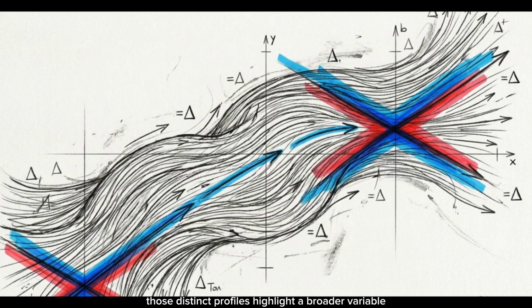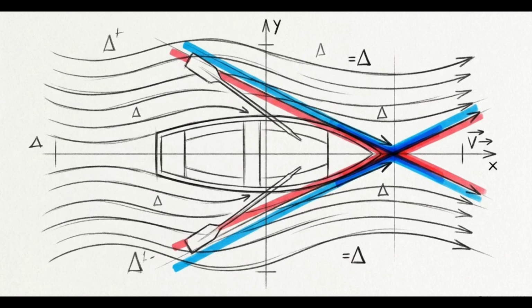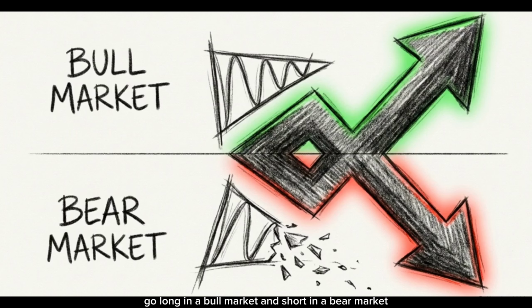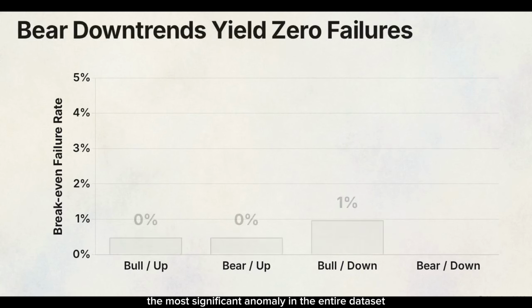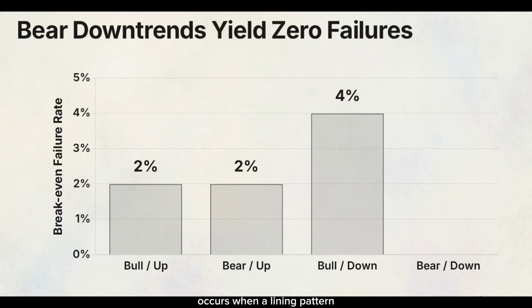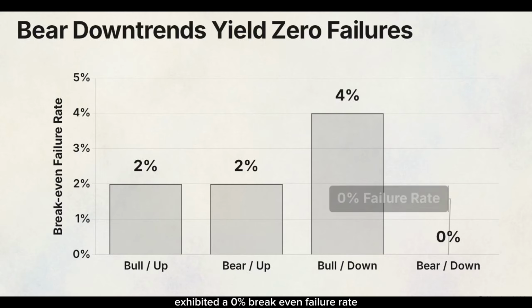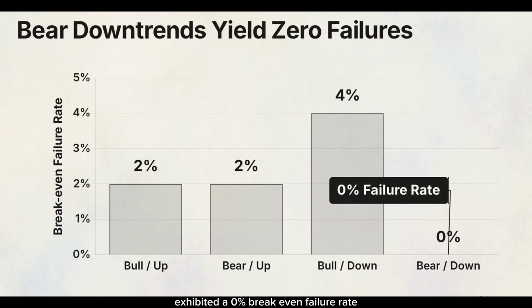Those distinct profiles highlight a broader variable, the overarching influence of macroeconomic regimes on your success rate. The data validates a simple rule: trade with the prevailing market current. Go long in a bull market and short in a bear market. Counter-trend trades mathematically underperform. In fact, the most significant anomaly in the entire dataset occurs when aligning pattern direction with a macro downtrend. Pennants in a bear market with downward breakouts exhibited a 0% break-even failure rate.